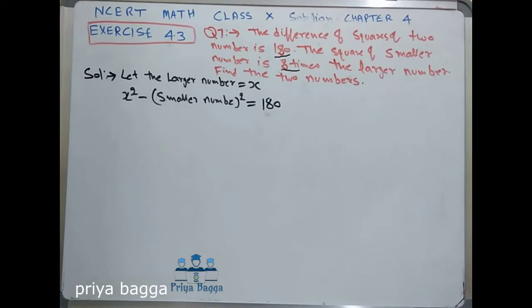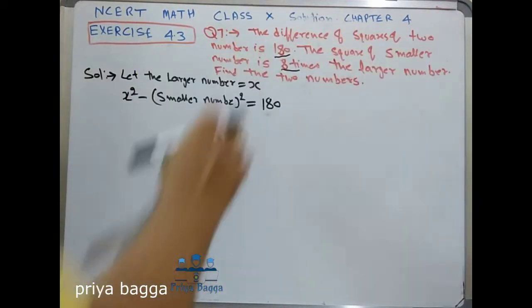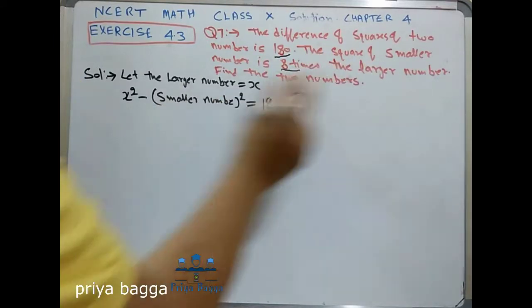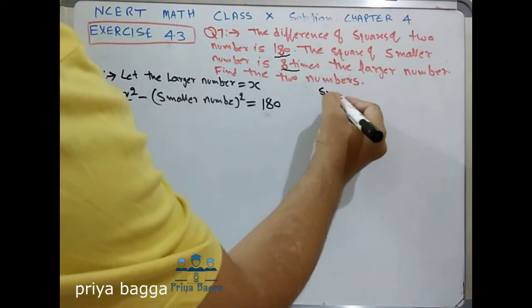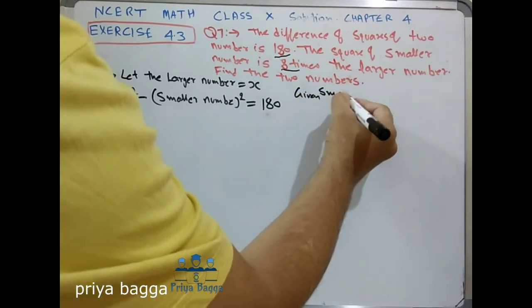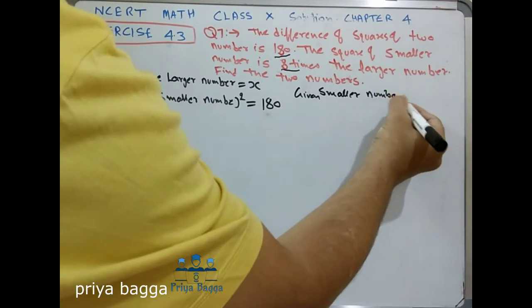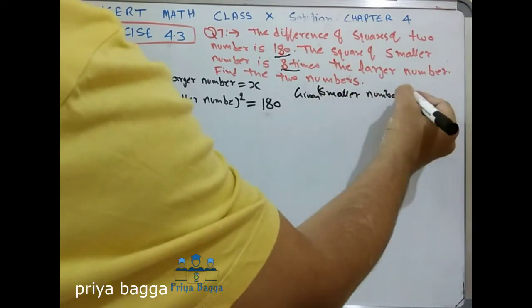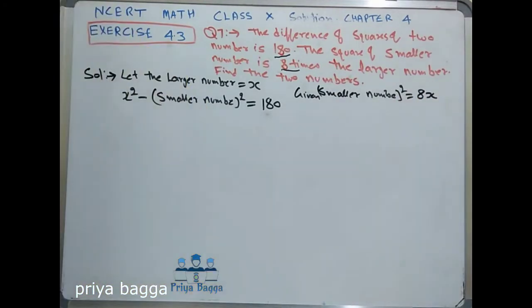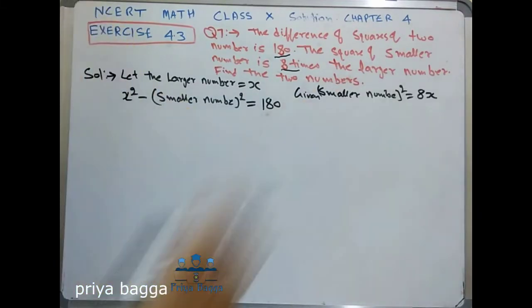Now he has given another relation here. The square of the smaller number is 8 times the larger number. Okay, so this is given: smaller number square is equal to 8 times the larger number. The larger number is x, so it means this is 8x.